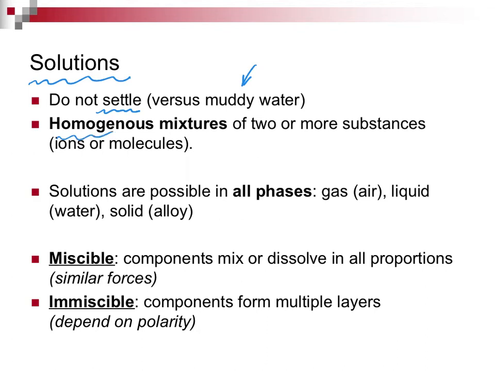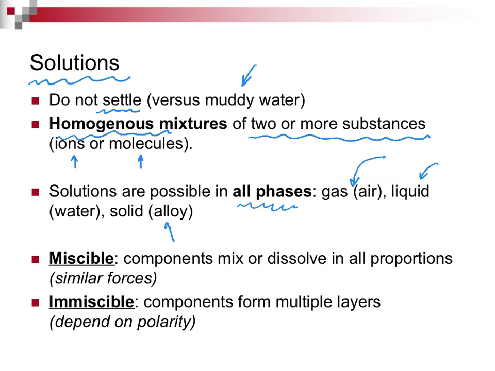A homogeneous mixture, by our definition, will be two or more substances. They could be ions or they could be molecules. And now that you've had 1210, you know what I'm talking about. Solutions are possible in every phase. Right now, you're breathing air, which is a solution of gases. Liquids can be solutions of water, and an alloy is a solid solution of different, often metals.